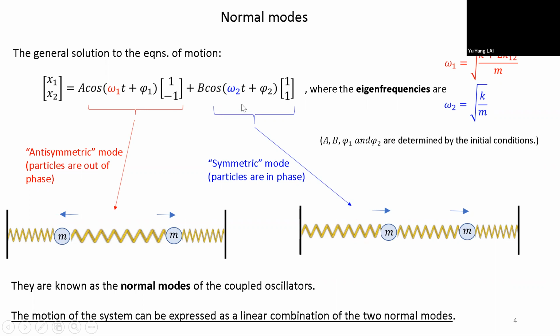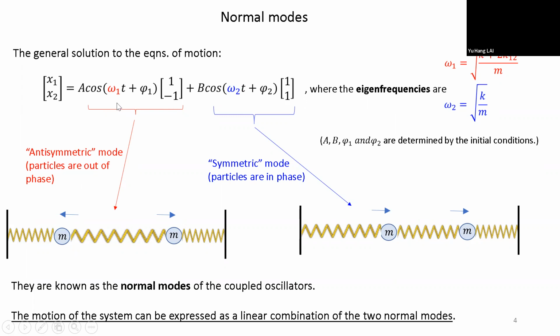So now you understand why these two are called the eigenfrequencies, right? Because it's exactly talking about the frequency of the oscillation. So let's look at just the first term. If I forget about the second term and just look at the first term, it is cosine at this frequency times this eigenvector. This eigenvector is 1 and -1.